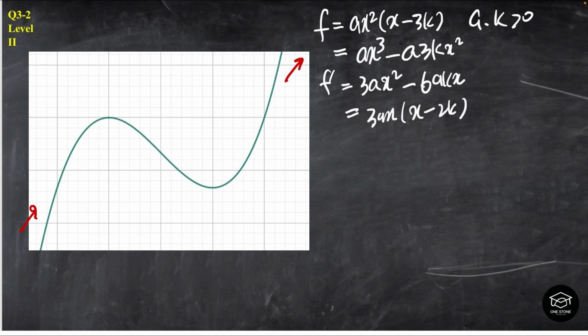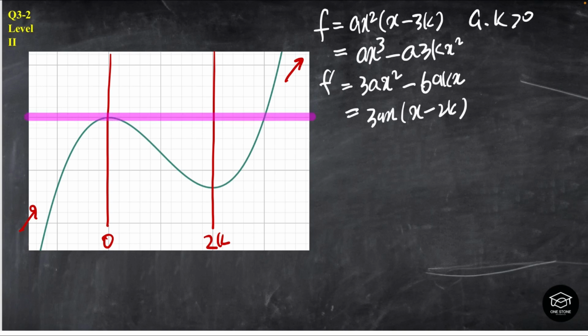To find the critical points, we set this equal to 0. That gives us two solutions, x = 0 and x = 2k. At x = 0, the function has a local maximum. At x = 2k, the function has a local minimum.